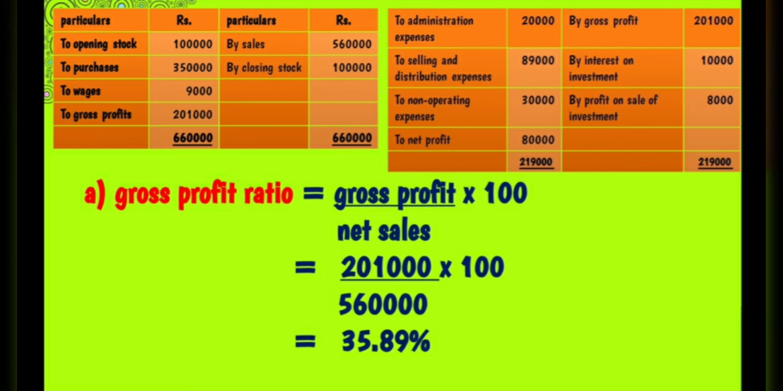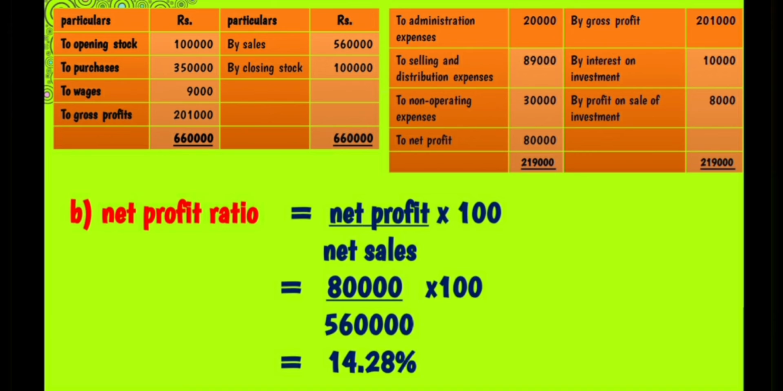Let's find the solution. First we have to find the gross profit ratio. We already know the formula: gross profit by net sales into 100. Here the question itself gives the gross profit, 2,00,000, divided by net sales. You see on the credit side, 5,60,000, into 100. We get 35.89%. In ratios we should always add the percentage sign.